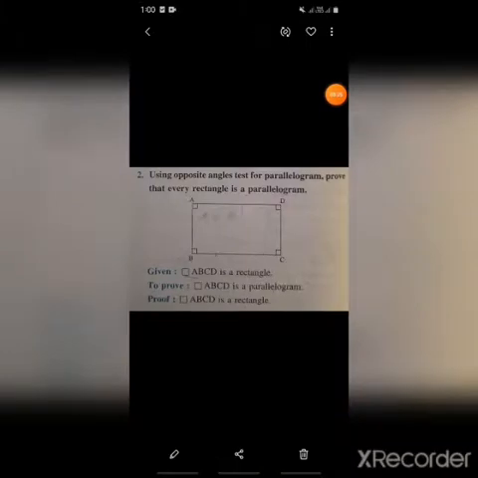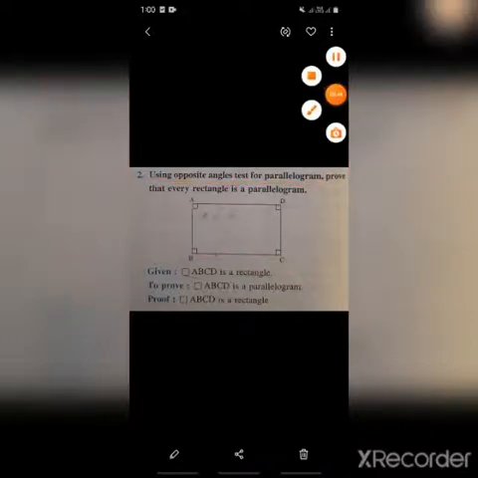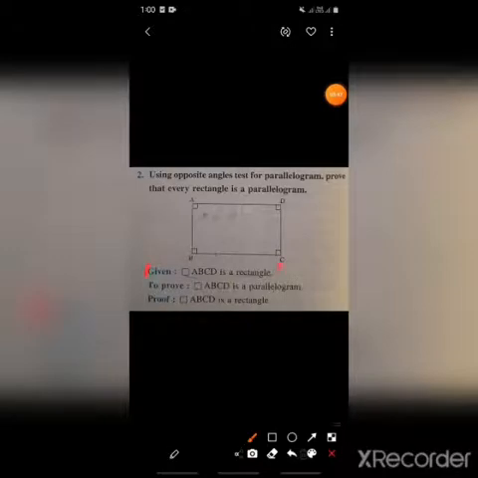Now the next question is question number 2. Using the opposite angle test for parallelogram, prove that every rectangle is a parallelogram. We have to prove this here. How can we prove it? First, given: ABCD is a rectangle, because here it is mentioned that every rectangle is a parallelogram.